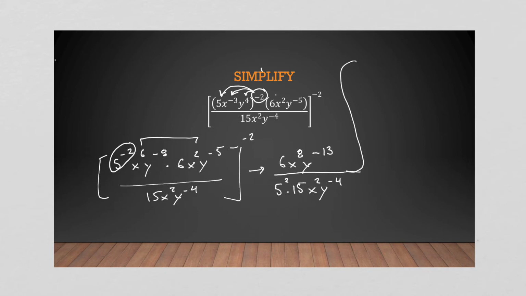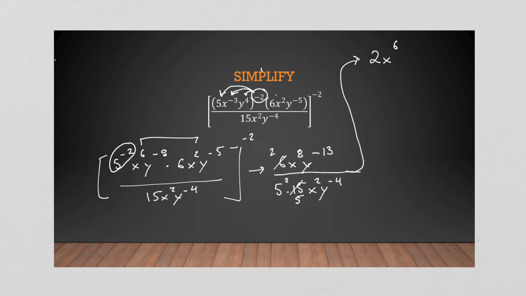So I'm going to come up here. If you want, you can cancel some factors with the numbers. So 6 and 15 both have a factor of 3, so we're left with a 2 and another 5. So now let's do the exponents. So x to the 8 over x to the 2 is going to give me, so I have 2, and then x to the 6.